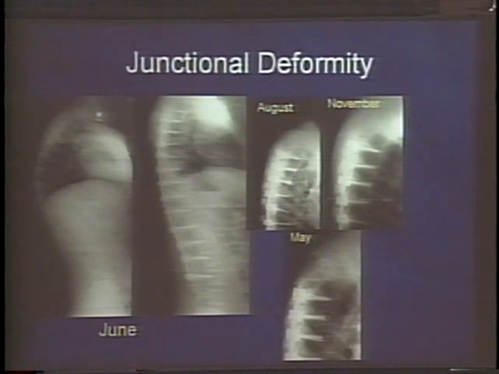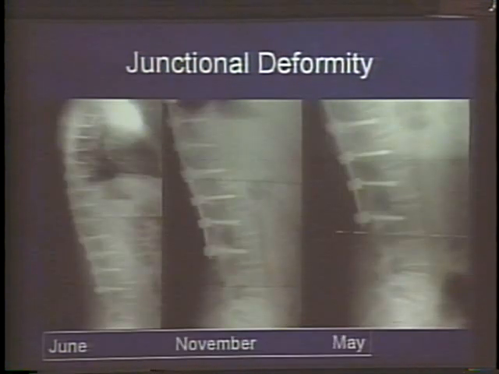This is one junctional problem that occurred. This was the initial pre-op in June, approximately 80 degrees kyphosis, and immediately post-operative, the alignment looked great. The disc below the distal instrumented vertebra was lordotic, and the alignment above was satisfactory. And we see a progressive subluxation or tilt at the superior instrumented level. By a year, this was stable and asymptomatic, and nothing was done about it.